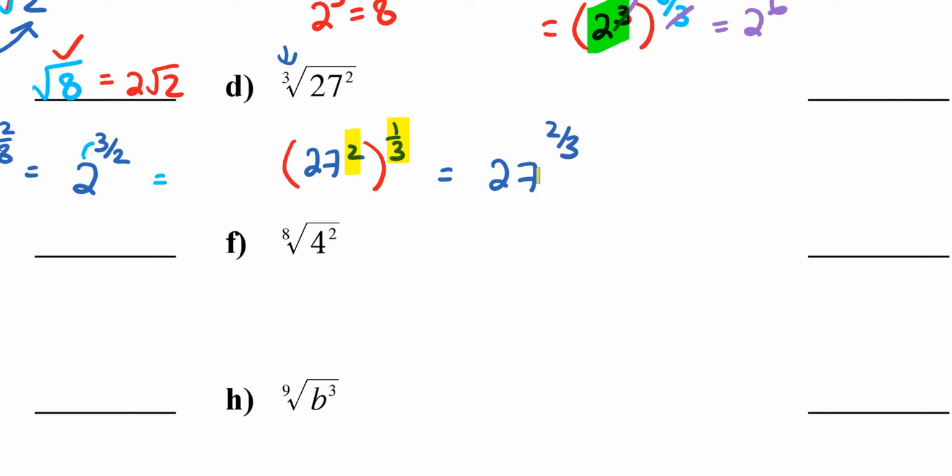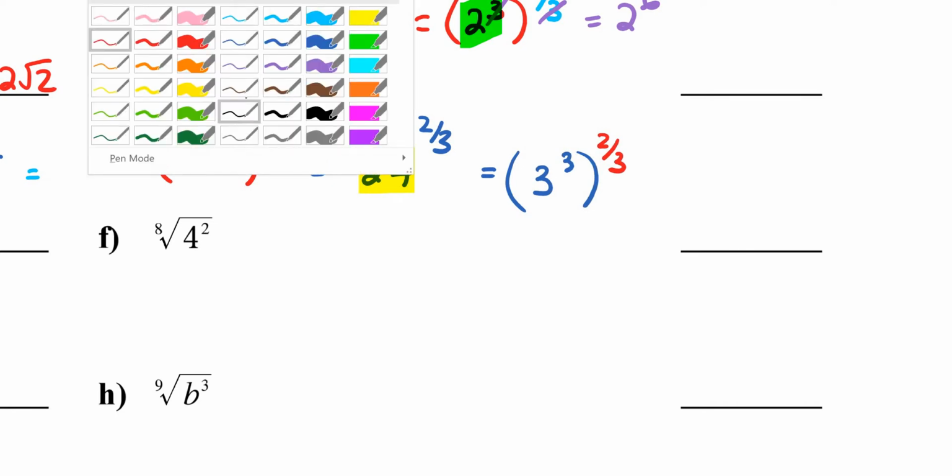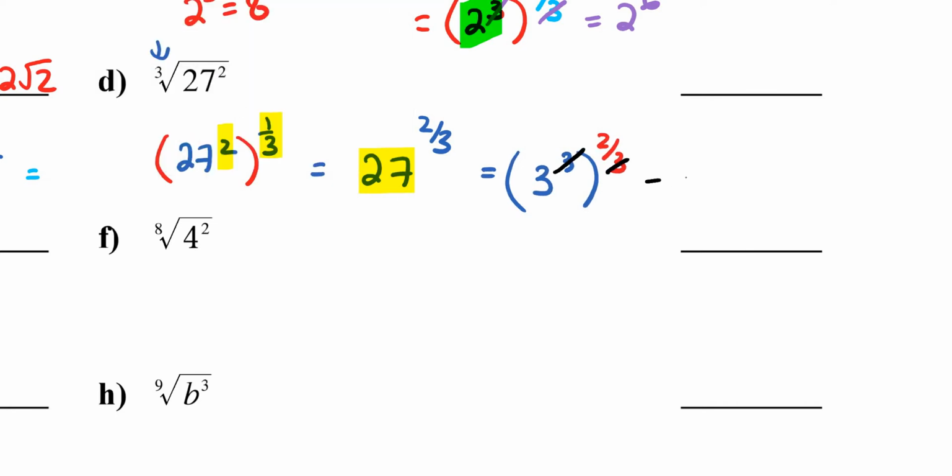And then ask yourself, is there any way I can break down this 27 into a smaller base? You can. That's 3 to the power of 3. And then the 2/3, let's just leave that outside as that. And you'll notice that the 3's cancel, and now you're left with 3 to the power of 2, which is going to be 9. So 9 is your final answer for letter D.